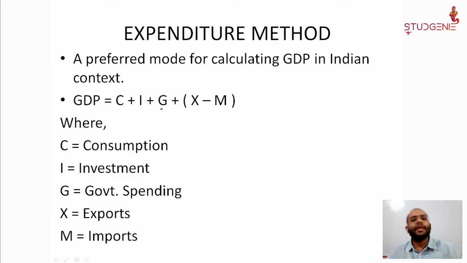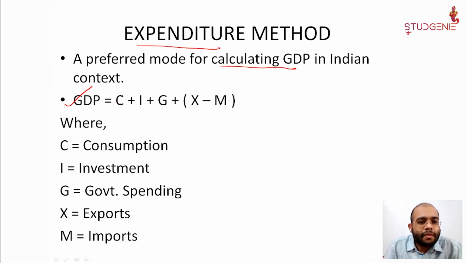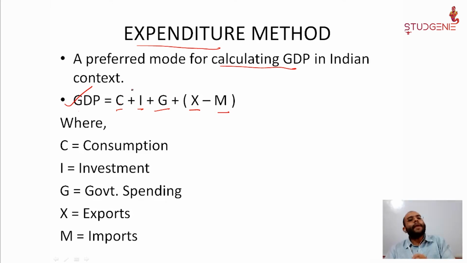Moving on, the expenditure method. This is the most important method because India follows the expenditure method in order to calculate its GDP. So the formula for calculating GDP under the expenditure method is GDP equals consumption plus investment plus government spending plus exports minus imports. You have to remember it. The total consumption that happened inside the Indian territory is taken into account. The total investment that has been done inside the Indian territory is taken into account, but out of the investment only capital investment would be taken into account.